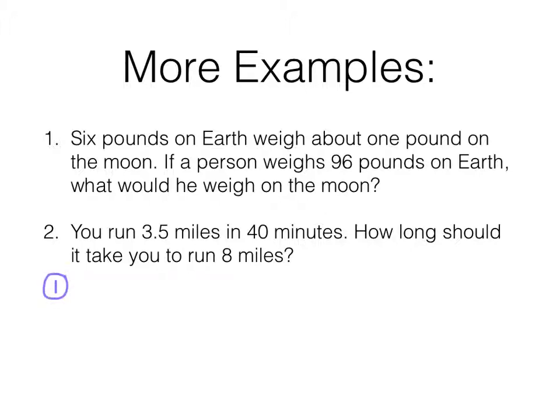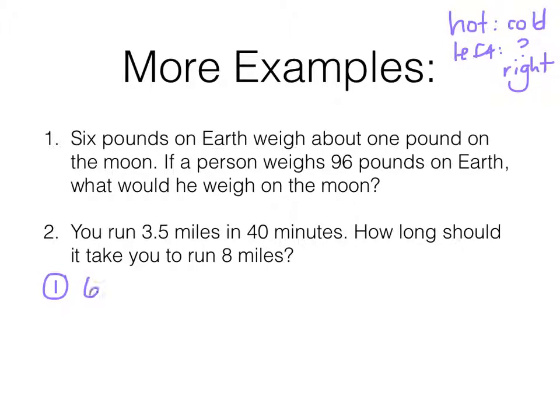So let's look at this situation. 6 pounds on the Earth, 1 pound on the moon. If you weigh 96 on Earth, what would you weigh on the moon? Now, this is kind of like an analogy, and you see analogies all the time in English. Hot is to cold, as left is to their opposites, so right. All right, and so that's kind of what you have with a proportion problem.